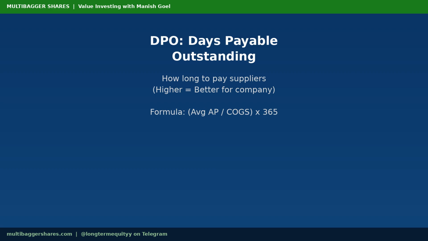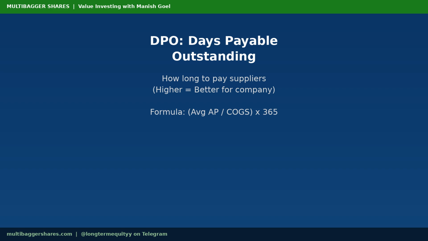Let me give you a real example. Imagine you're analyzing a specialty chemicals company. Average inventory is 50 crore rupees. Cost of goods sold is 200 crores. Average receivables are 40 crores. Revenue is 300 crores. And average payables are 30 crores.